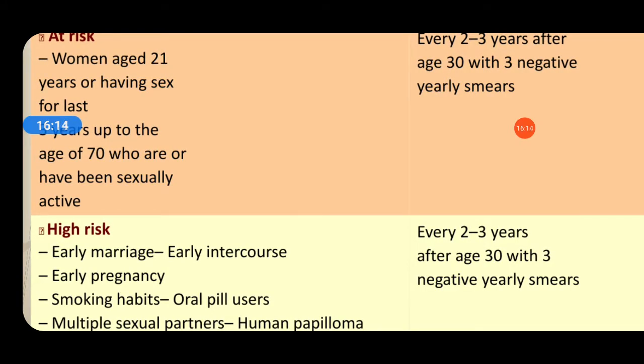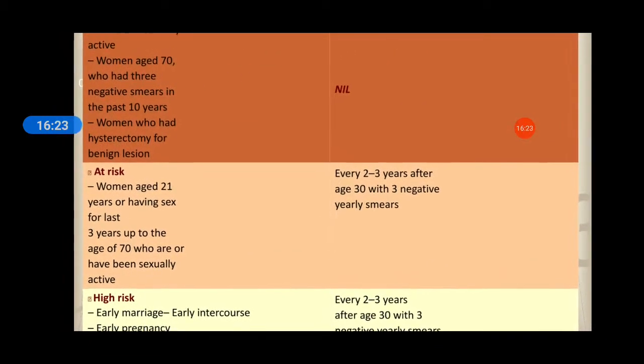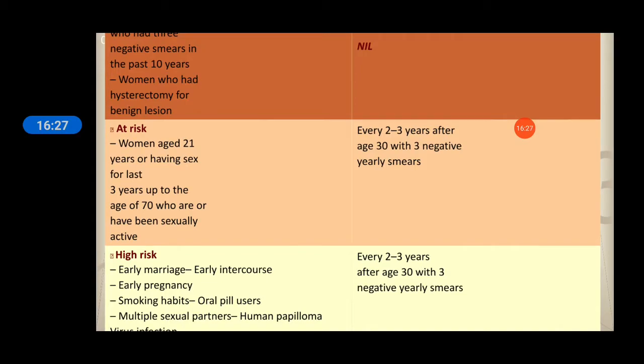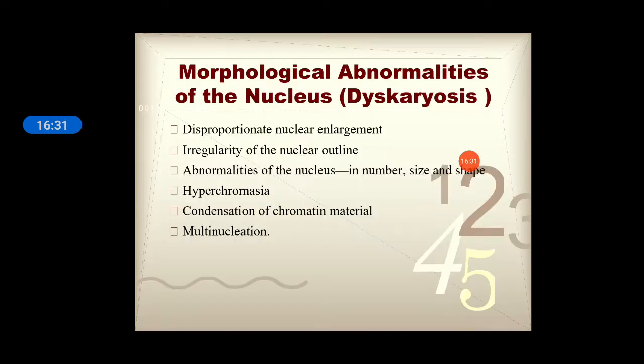So in them, every 2 to 3 years after the age of 30 with 3 negative yearly smears. So you have to go for yearly smears in these categories. If negative, you can go for screening once every 2 to 3 years. So this is all about the risk categories.